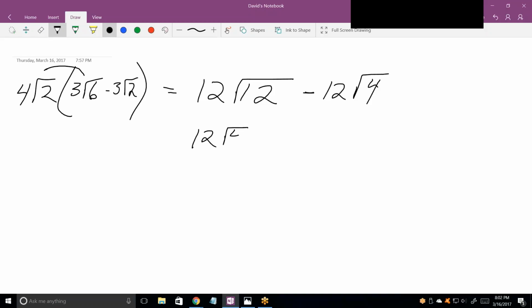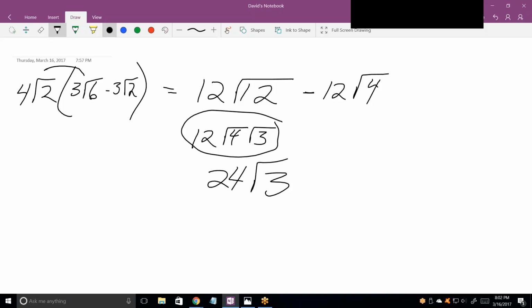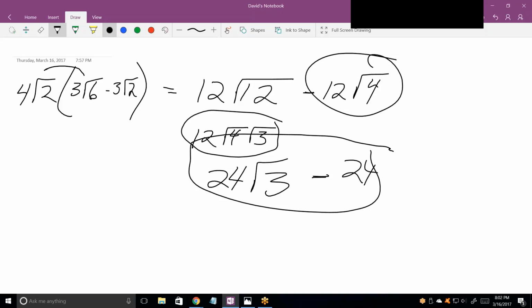I'm going to put the 4 first because I want to take a whole number out. So what's that equal to? 24 root 3. Okay. What's this equal to? 24. Okay. And that's as good an answer as anything.